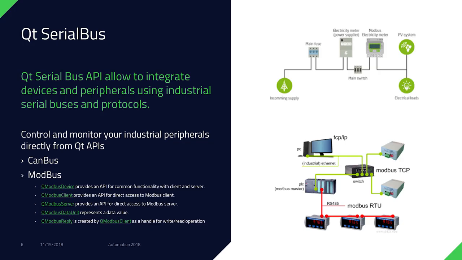The first item that I want to mention is Qt Serial Bus. It's a module in Qt that allows you to use two specific protocols. One is CAN bus and the other one is Modbus. Modbus is a well-spread protocol in the automation market and allows you to create use cases like server application or client application using the Qt Serial Bus module.